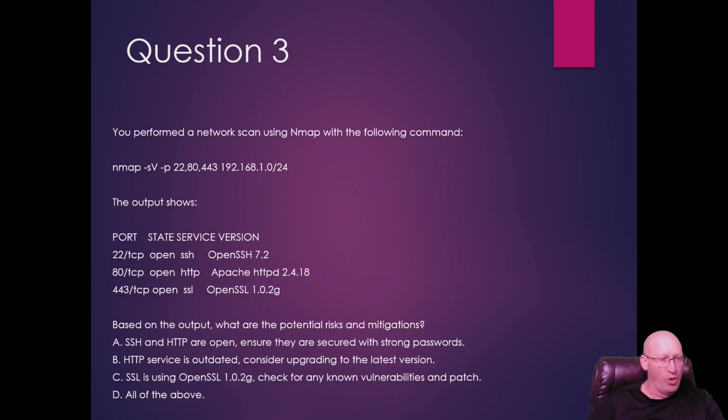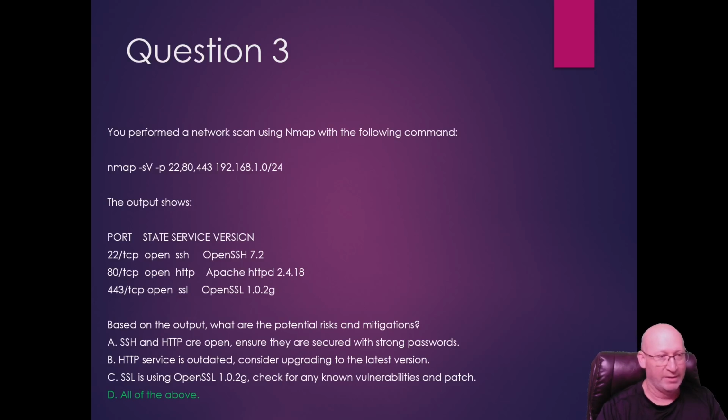Normally in these I'm going to look for a specific one, but I've got to be honest with you, none of them stand out to me. So I feel like D, all of the above, is accurate. We do see OpenSSL, so we should definitely check for vulnerabilities and patch. Is that the best answer? Probably not. What about the HTTP service being outdated? It 100% is outdated. Can we consider upgrading to the latest version? Yeah, I would upgrade. And then SSH and HTTP are open. Ensure they're secured with strong passwords. 100% something we would want to do. So D, all of the above, makes sense, and D is going to be our correct answer on that one.